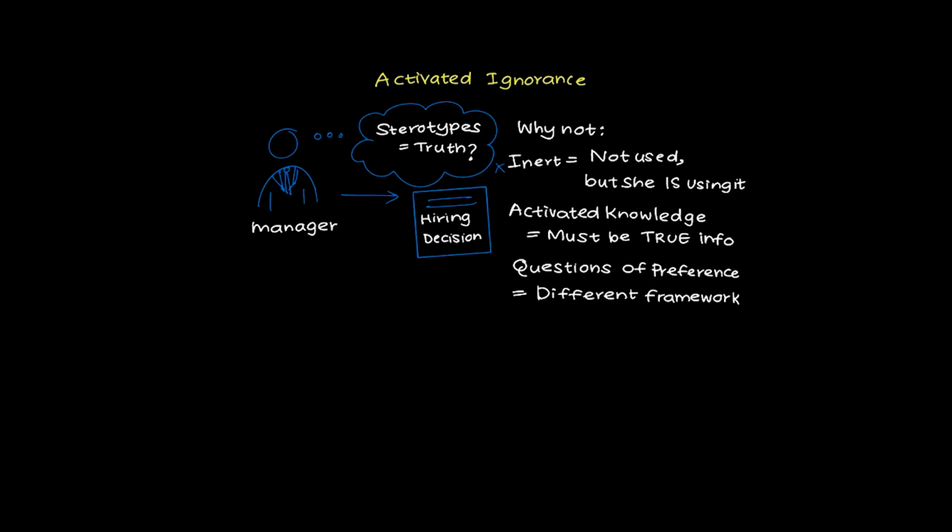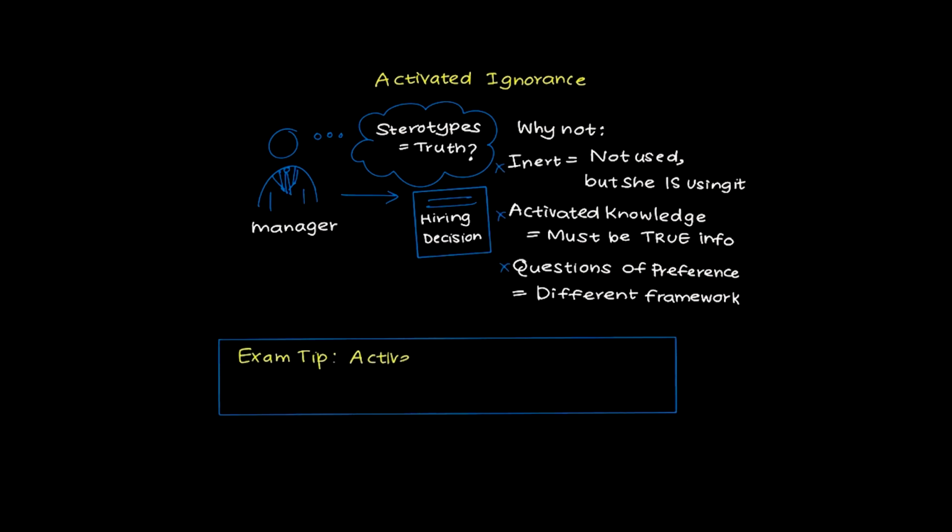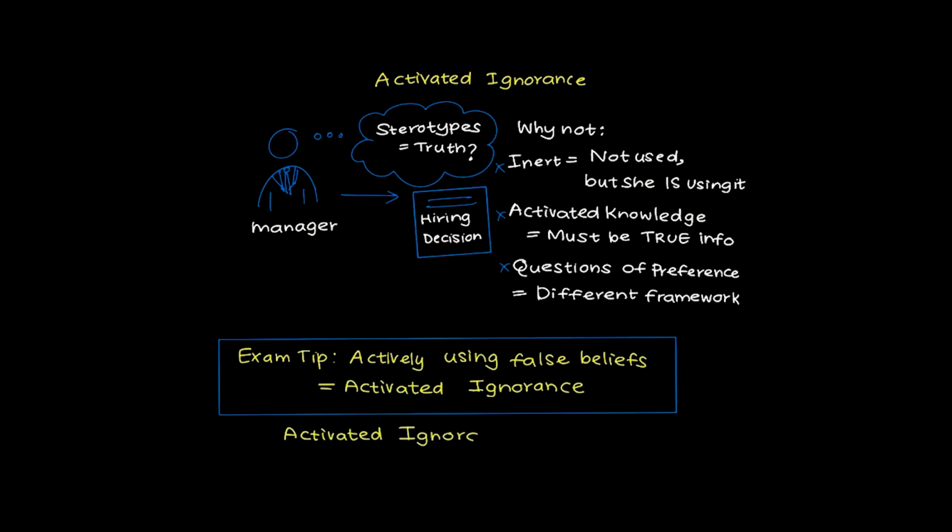Here's a WGU D265 OA exam tip for you. When someone actively uses false beliefs thinking they're true, that's activated ignorance. Quick recall hook. Activated ignorance equals acting on false as if true.